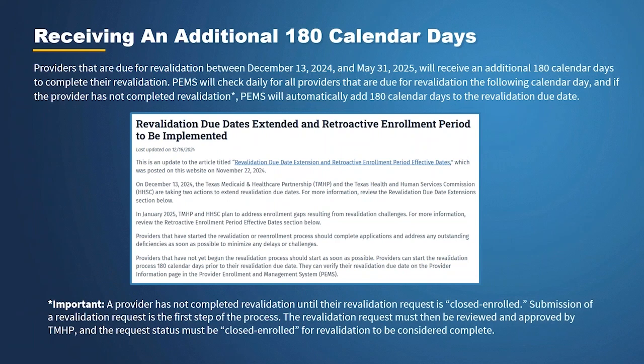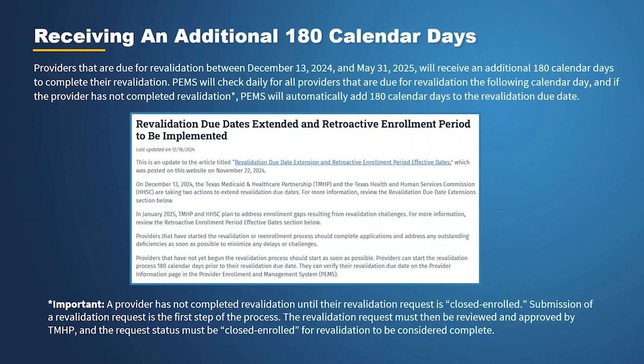Texas Medicaid and Healthcare Partnership posted an article on December 16th indicating that the providers who are due to revalidate between December 13th, 2024 through May 31st, 2025 will receive a revalidation extension for 180 days. TMHP has already begun the process of giving NPIs the 180-day extension to complete their revalidation.